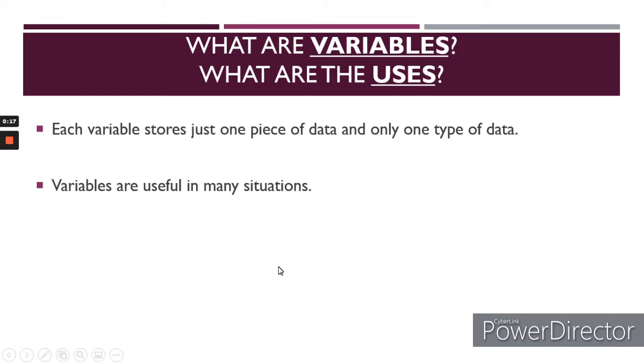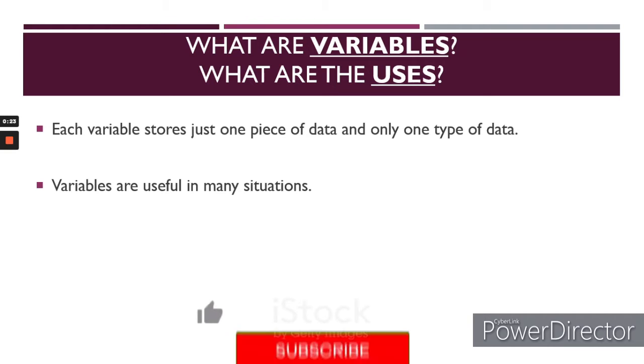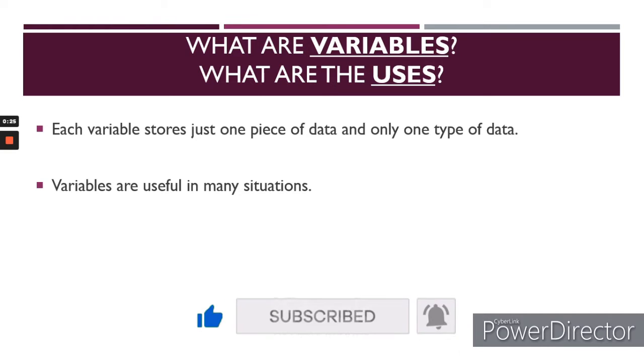Variables are useful in many situations. They are useful because they can store information in just one letter, and you can use that one letter to access the stored information even when you have written thousands of lines of code.